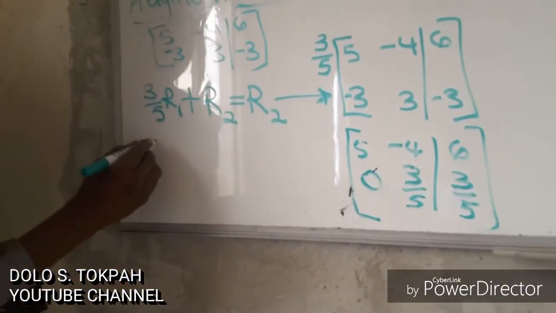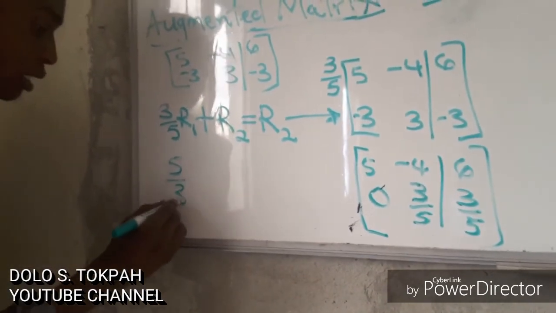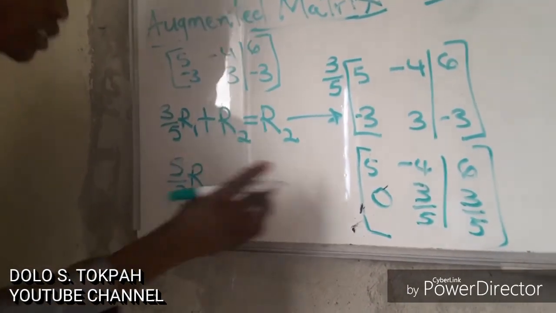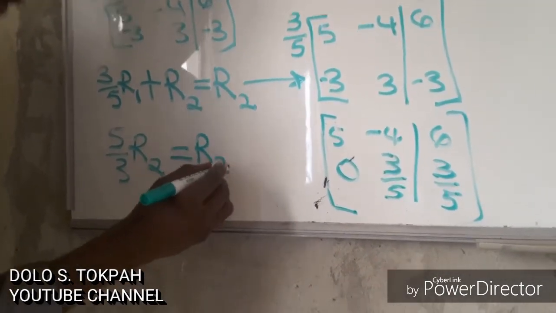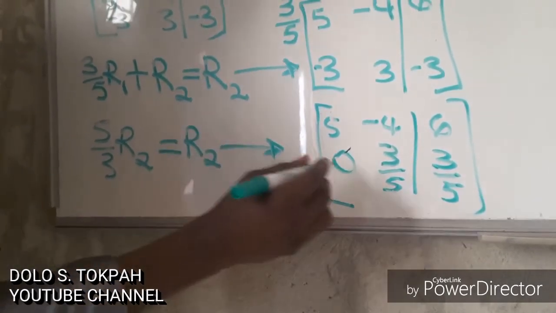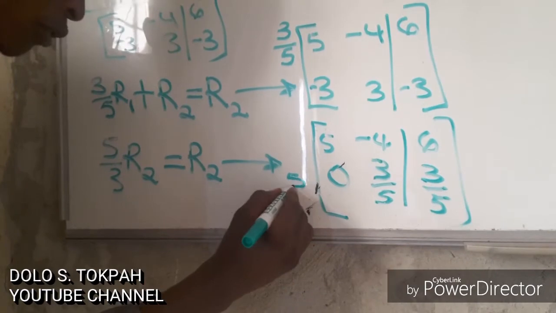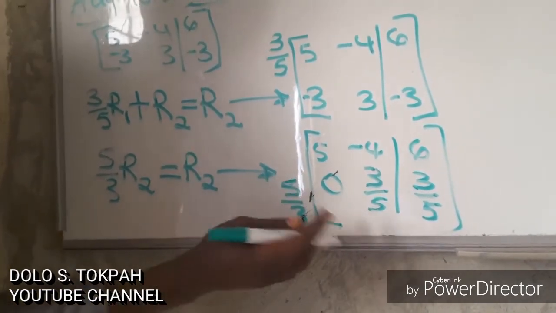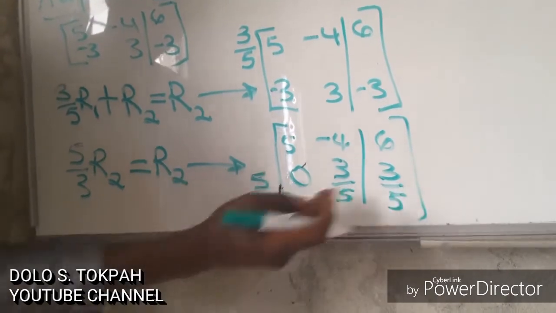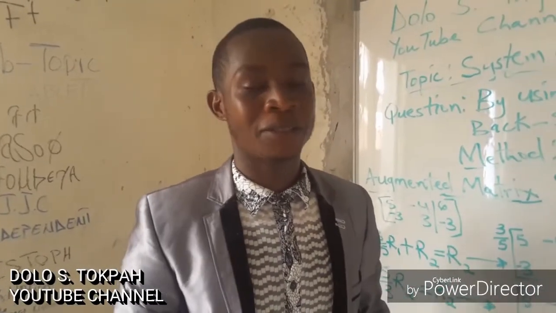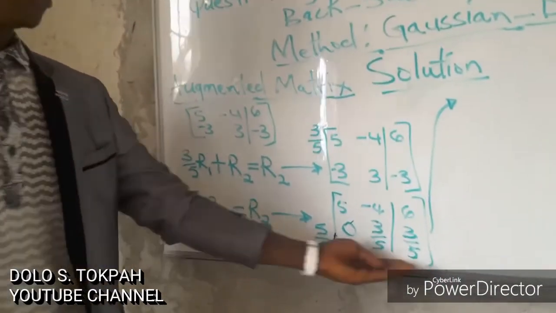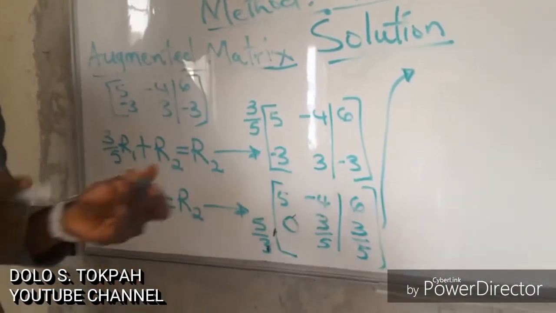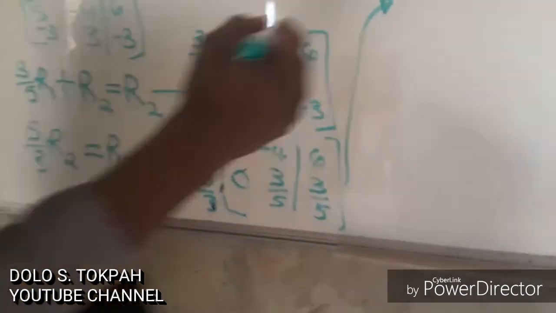So here we're going to say 5 over 3 times the second row must give us the same second row. So we indicate this here. Just carefully bring down the 5 over 2 here, because it's only going to be multiplied by the second row to give us the second row. We are already done with this. So our next step is to multiply 5 over 3 by the second row to give us the second row. So let's keep it going.